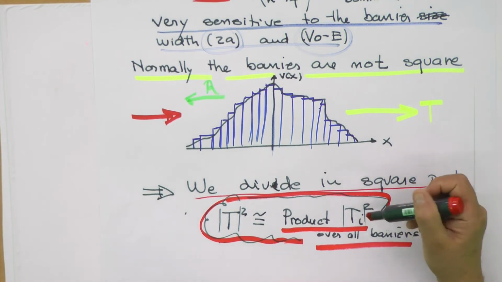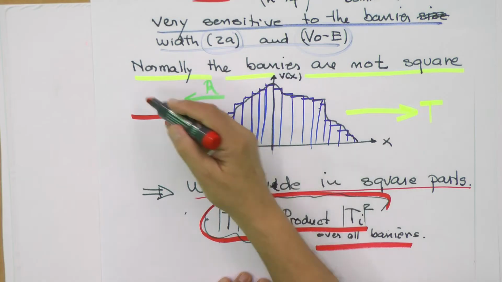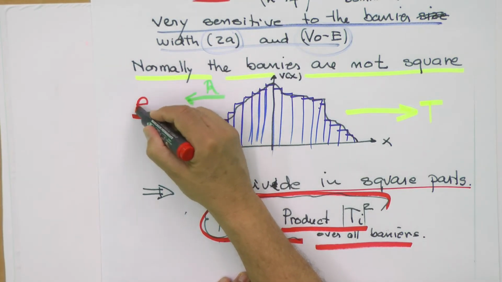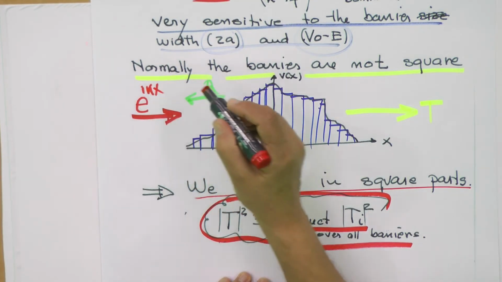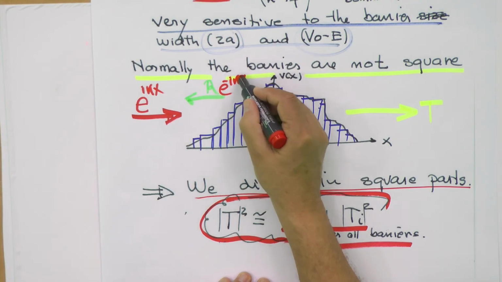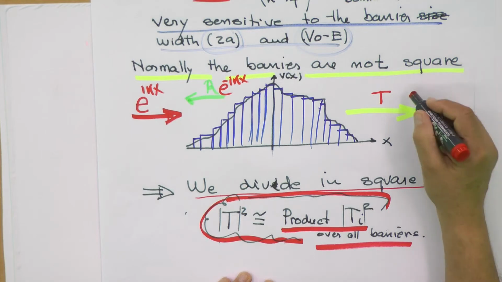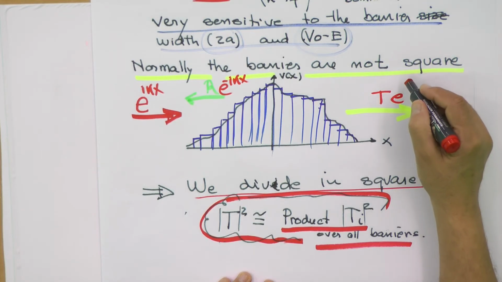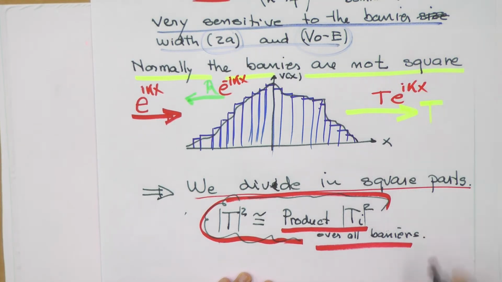Because of the probability, because of this flux, we call e to the ikx. This we call r times e to the minus ikx. And we call this t times e to the ikx. We did that.